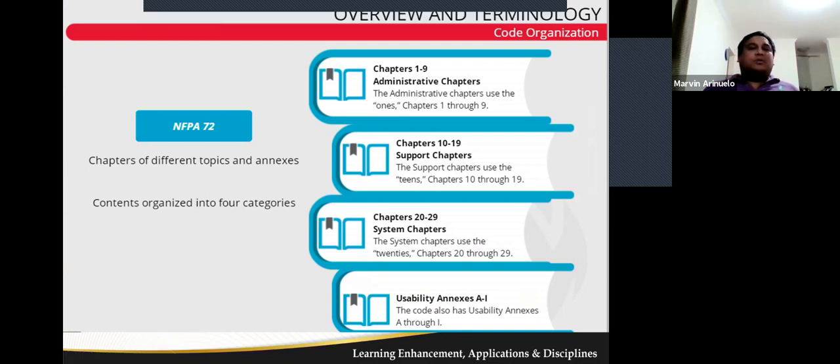NFPA 72 covers different topics and annexes or appendices, organized into four categories. Number one, chapter 1 to 9, administrative chapters. And chapter 10 to 19, support chapters. Chapter 20 to 29, system chapters. And annexes are the last part.